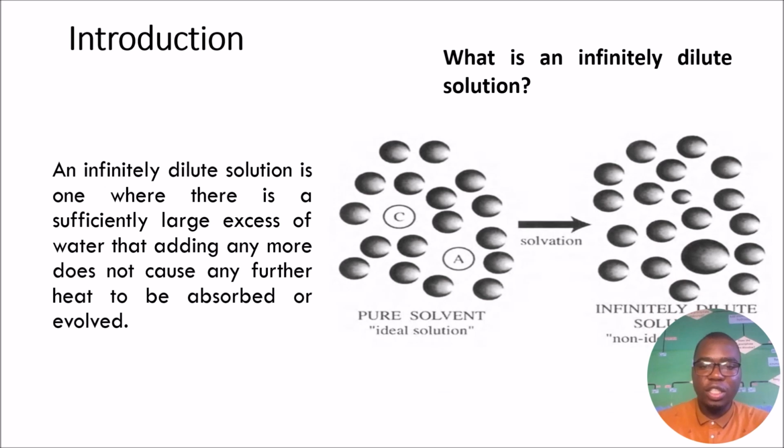Let's look at the scenario here. In this scenario, we have the water molecules, and then we also have particles of solute A and C. So in this one, we are calling it an ideal solution because both the solvent and the solute are present. However, continued addition of water will cause all the particles of the solute to disappear. And at that point, that is what we're referring to as an infinitely dilute solution.